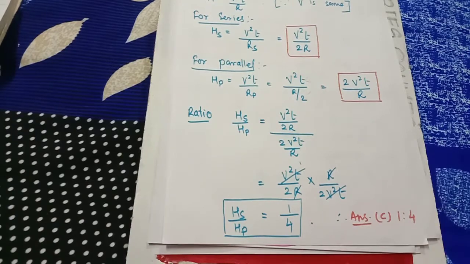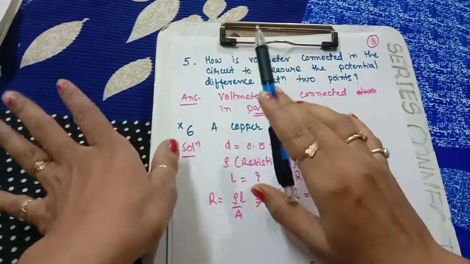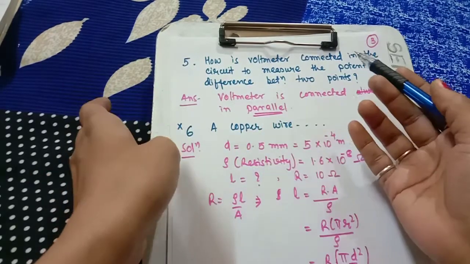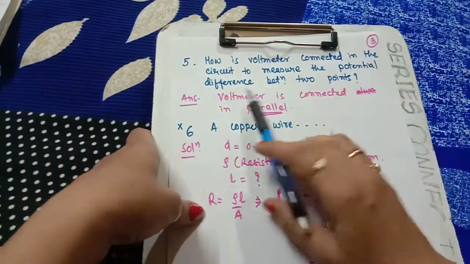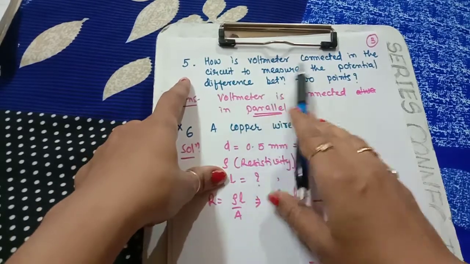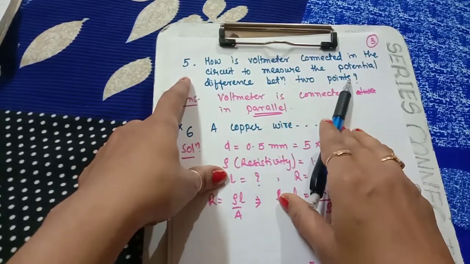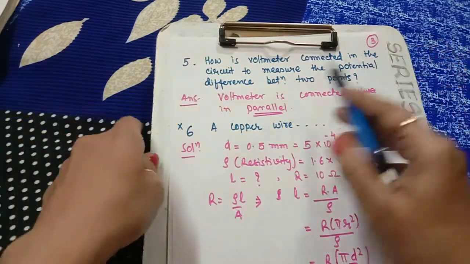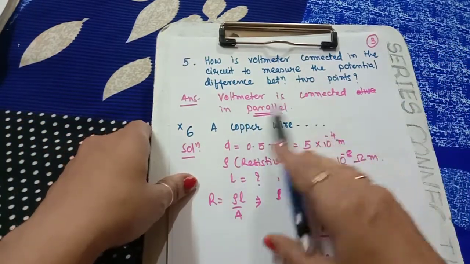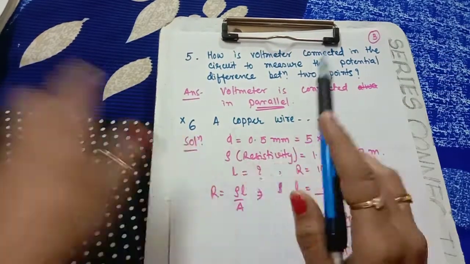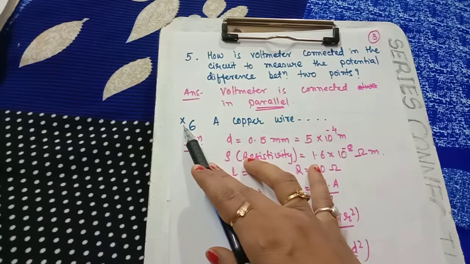Clear? Question number 5 is there. Okay. Where I do this cross, that is excluded, but better to do all. Fifth one, how is voltmeter connected in the circuit to measure the potential difference between 2 points? If you have seen previous all the videos, then you would be knowing that voltmeter is always connected in parallel. Only answer is this much. Question number 6, which is excluded, but we shall do.